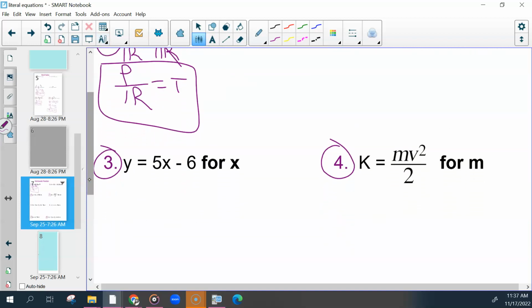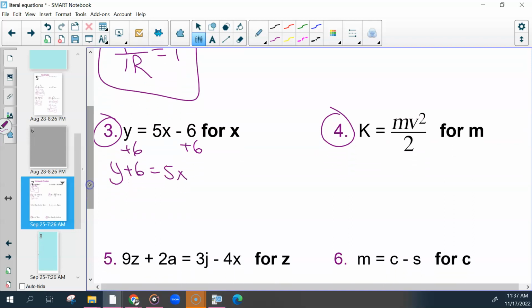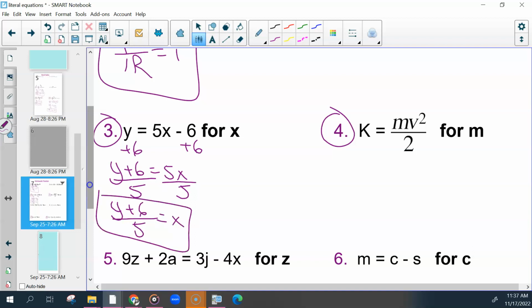For number 3, we are trying to get x by itself. So we need to get rid of what? By doing what? By adding to the other side. We have y plus 6 equals 5x. And then, because the number in front of y is a 1, and this is a 6, nothing would simplify, so we can just divide everything by 5 all together. If this was like y plus 10, then we would divide each one separately.